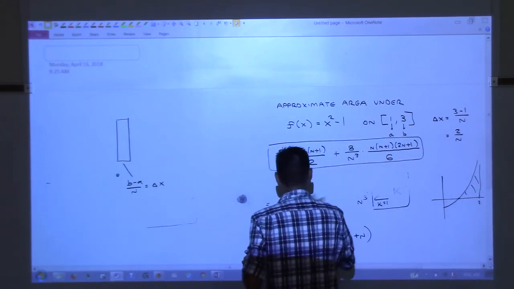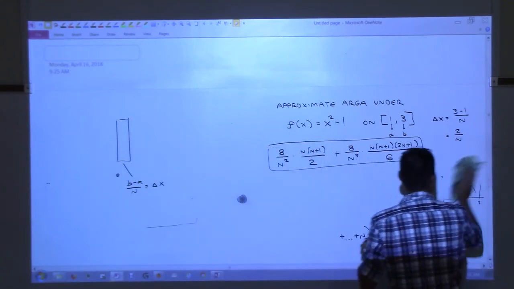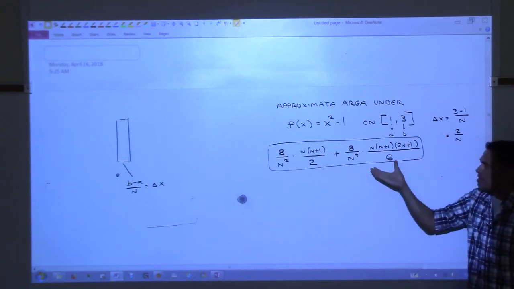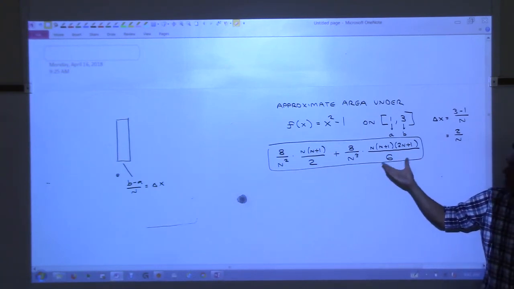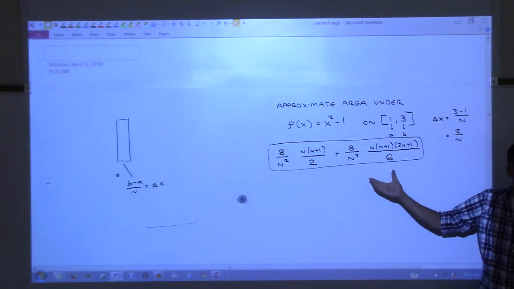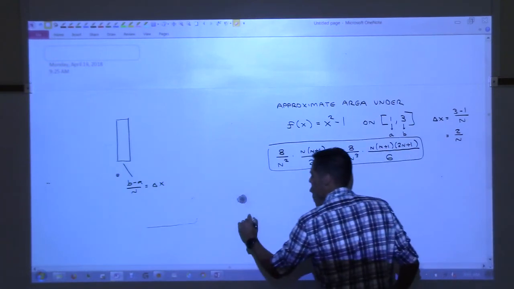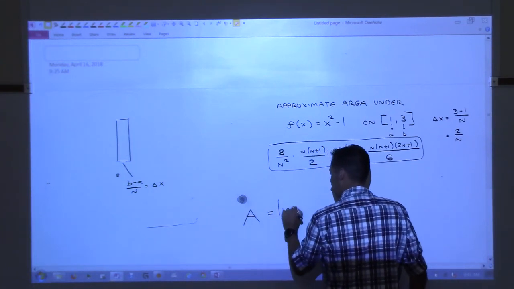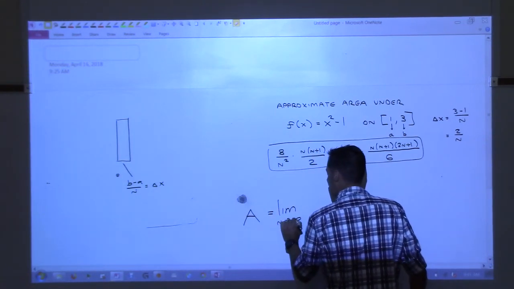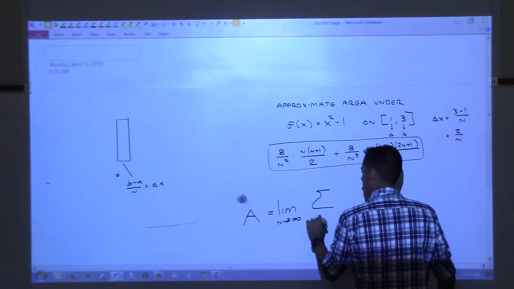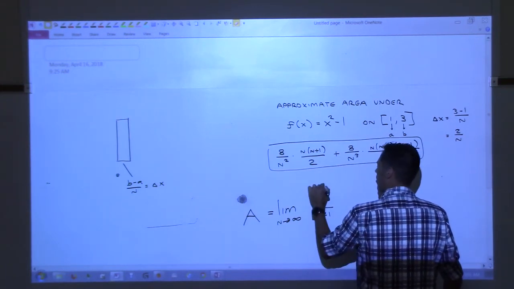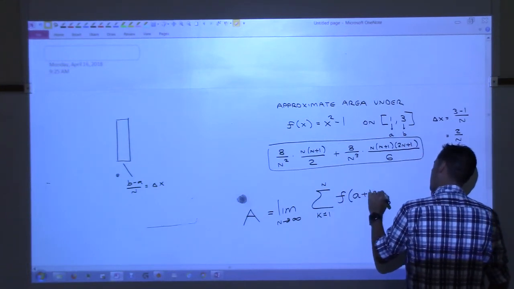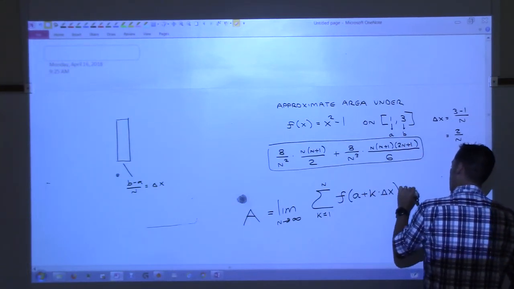Okay, so I don't care about the width of the rectangle going to 0. I do care about it, but at the end of the day, this is what I need to do: I need to take this and let n go to infinity. So the true area is equal to the limit as n goes to infinity of the sum as k equals 1 to n of f of a plus k times delta x, times delta x.